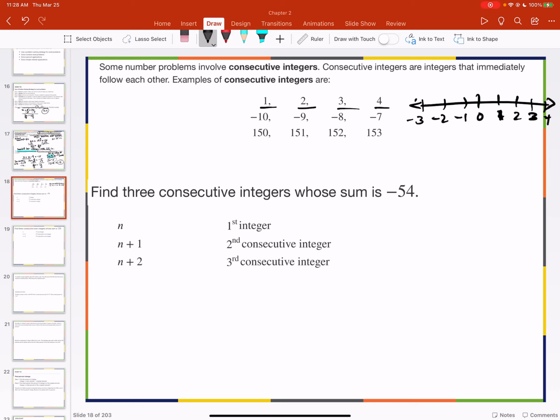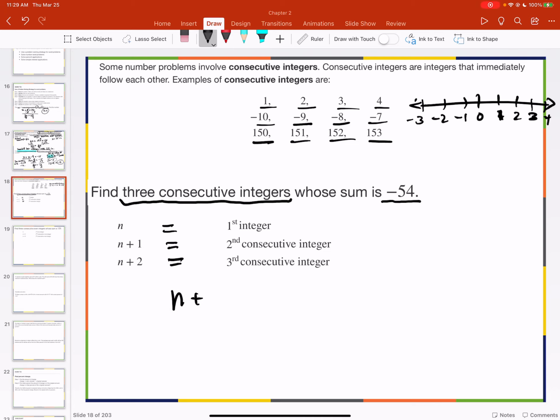Those are all consecutive. Negative 10, plus 1, negative 9, plus 1, negative 8, plus 1, negative 7. 150, 151, 152, 153, right? So let's say here's an example. We want 3 consecutive integers whose sum is negative 54. So we let n equal the first integer. The next integer is going to be n plus 1. And then the one after that is one more, so that's going to be n plus 2.